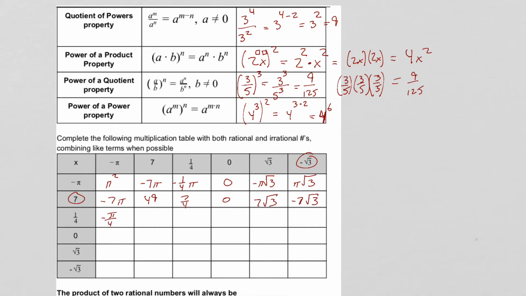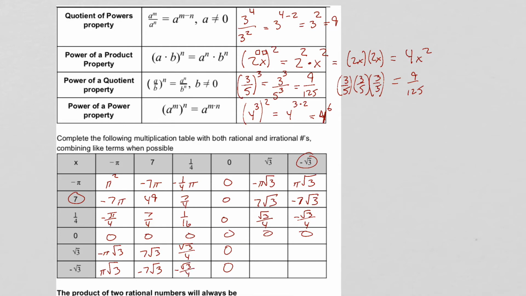Negative pi over 4, 7/4, 1/16, 0, root 3 over 4, negative root 3 over 4, 0, 0, 0, 0, 0, 0. This is all 0 as well. And let's see. Negative pi root 3, positive pi root 3, 7 root 3, negative 7 root 3, root 3 over 4, negative root 3 over 4.